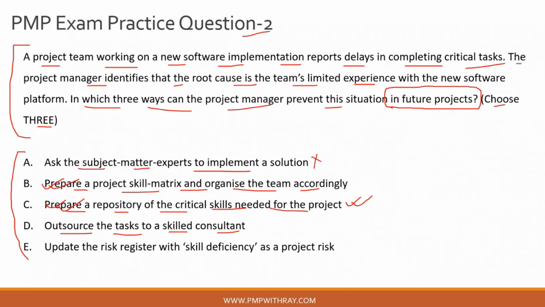Let's hold this option for now, and we'll come back to it in a second. Let's look at option E. Update the risk register with skill deficiency as a project risk.